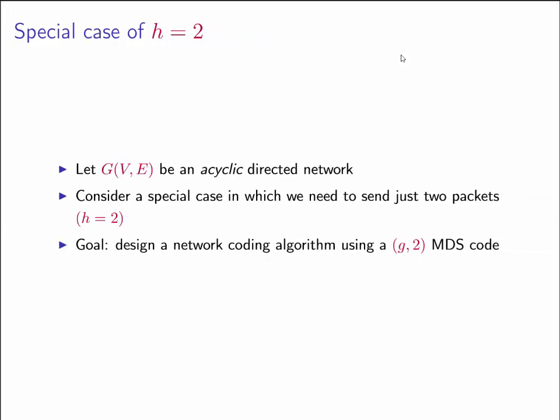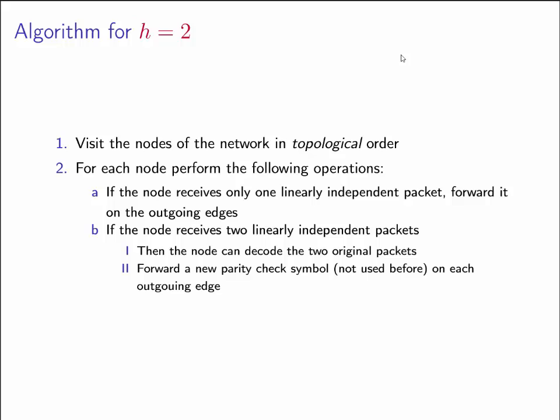Again, we consider a special case of h equal to 2. We also assume the network is acyclic, and we will design a network coding algorithm using this (g,2) code. This will be the first network coding algorithm that we will consider here. The algorithm will run as follows. We will visit nodes on the network in a topological order, and for each of the nodes we will perform the following operation.